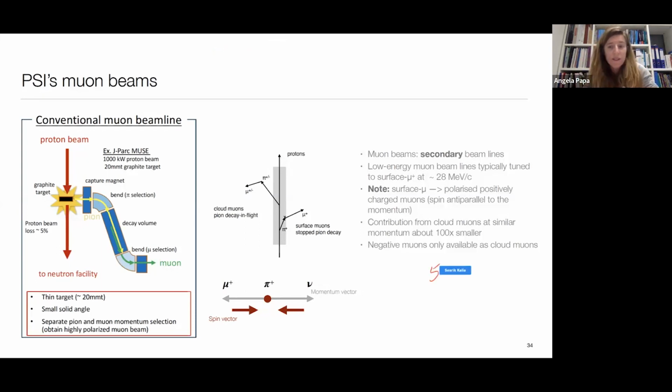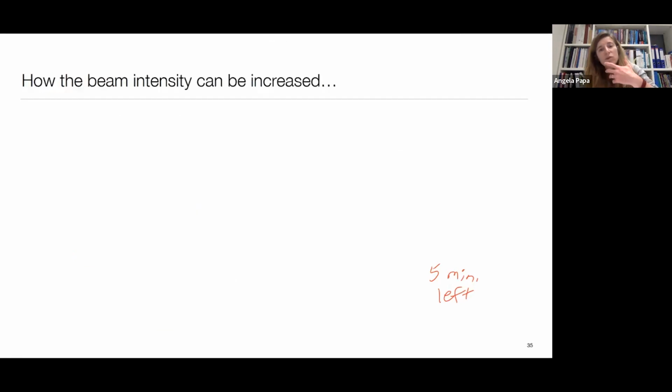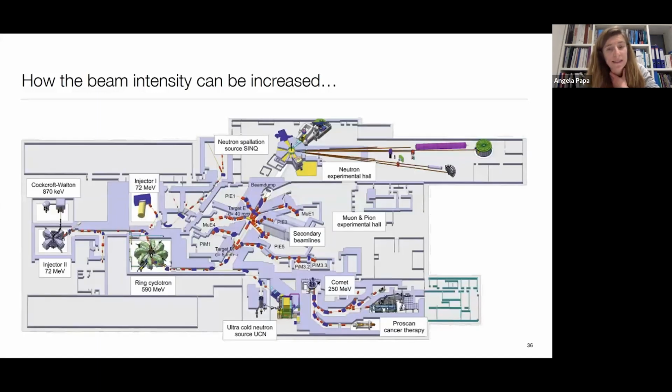The characteristics of these muons are that they are polarized, and can be used not only for particle physics, but also for material science. Now, if we want to increase the muon production, we have to find a solution that could be pursued in a relatively short time, and could also be cheaper.